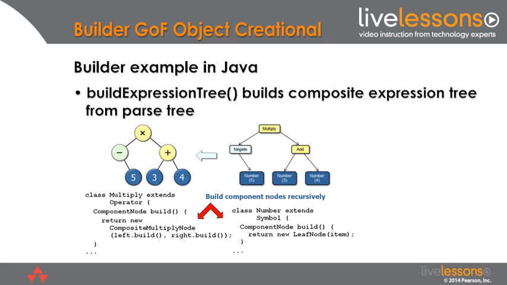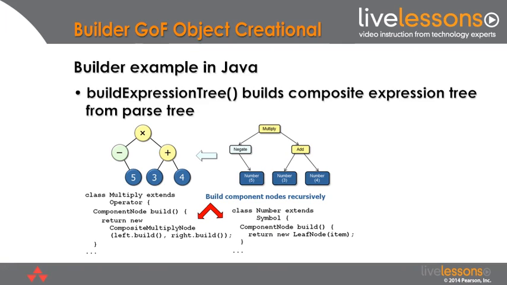At the edges of the tree are essentially the numbers. These would include things like the number 4, the number 5. These also extend symbol, and they contain a build method, and that build method in this case returns the appropriate leaf node parameterized with the value of the item in that particular number. That corresponds to the base of the recursion. Let's now go ahead and take a look at the actual code that is implemented in Java for our expression tree processing app, and we'll explore various ways in which this code implements the builder pattern.